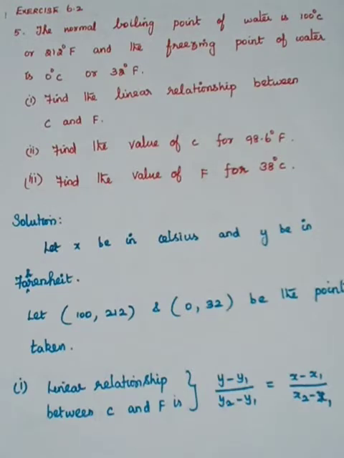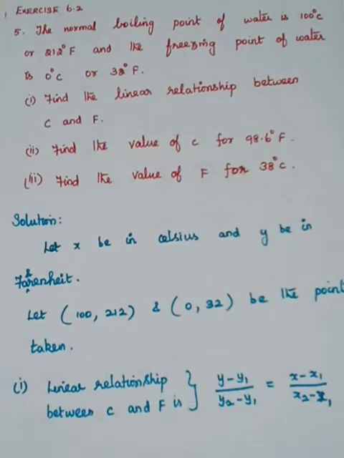See here in this problem, the boiling point of water and the freezing point of water are given in two measures. One is Celsius, another one is Fahrenheit. The first subdivision, what is asked? It's a linear relationship between Celsius and Fahrenheit. So, first x be in Celsius and y has to be taken as Fahrenheit. So, we'll write the given results in terms of a point.